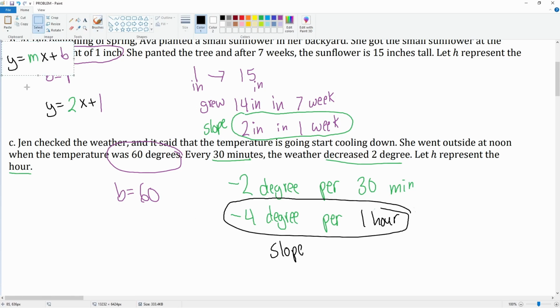All right, here is the equation. Y equals mx plus b. The m here is your -4. And then your y-intercept is 60. So the equation for the outside temperature is governed by y equals -4x plus 60.